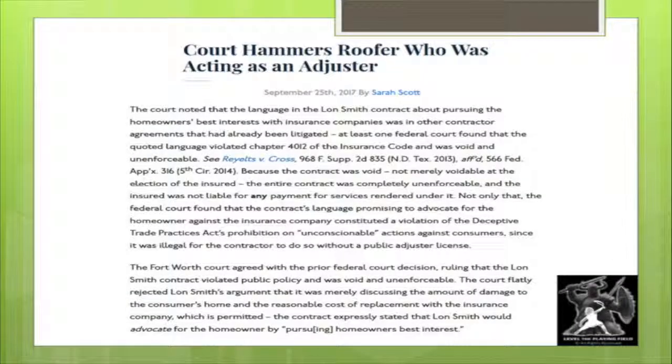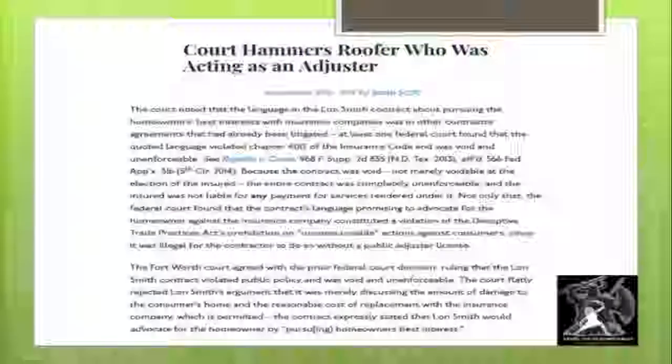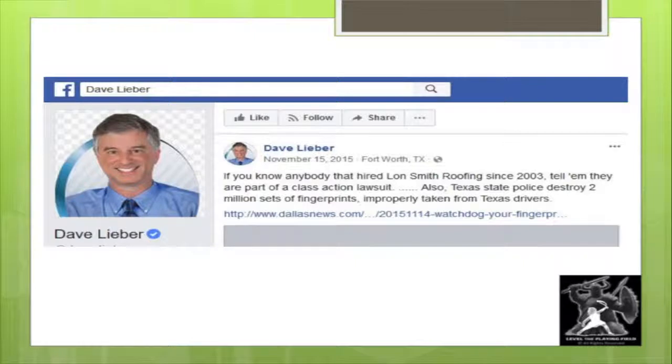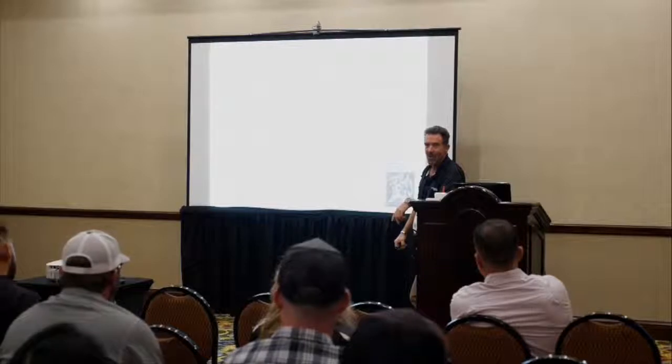Court hammers roofer who has acting as an adjuster. Anybody follow David Lieber here in town? He's like the consumer advocate guy who protects consumers, right? If you know anybody that hired Lawn Smith Roofing since 2003, tell them they are part of a class action lawsuit. Wow.